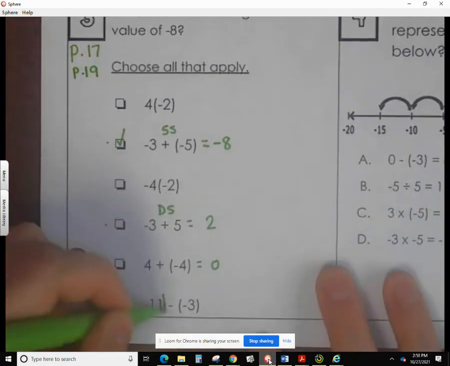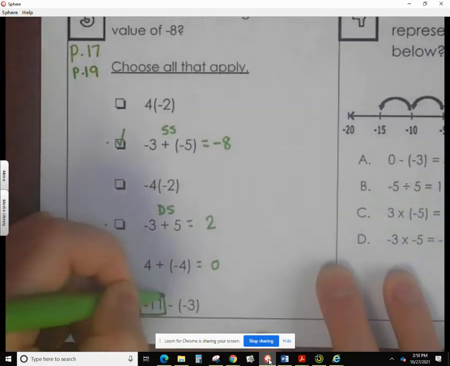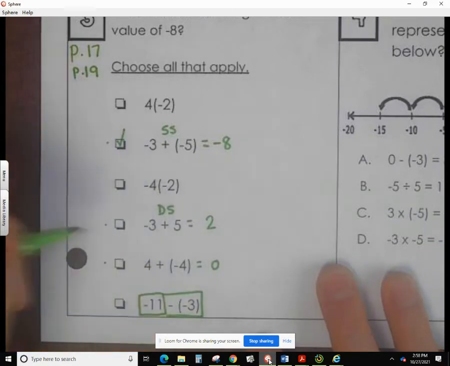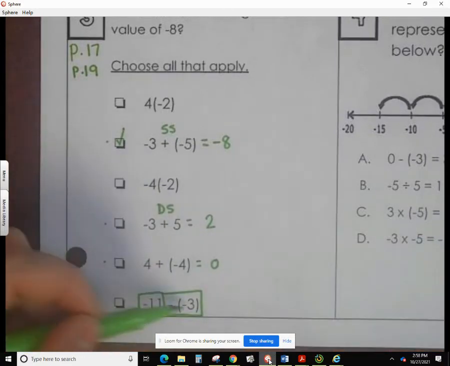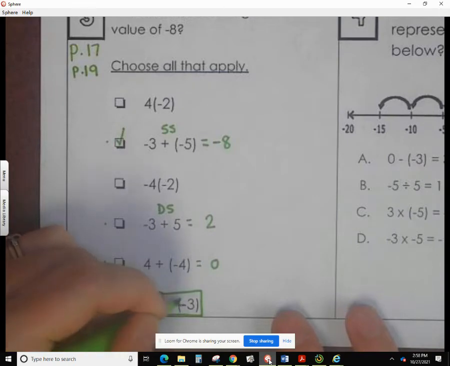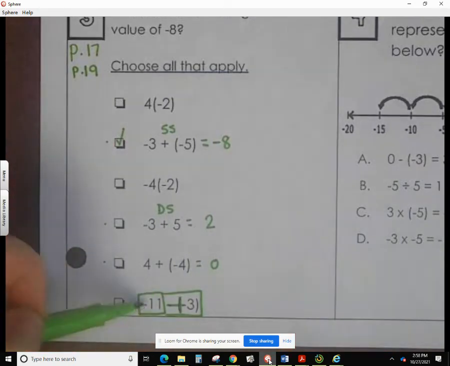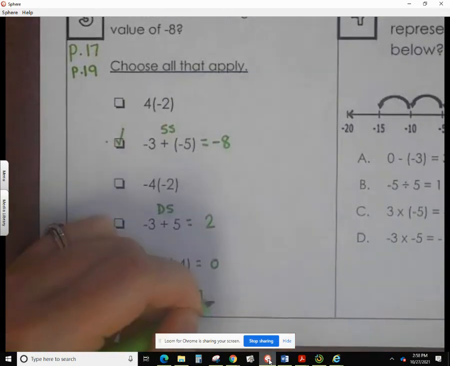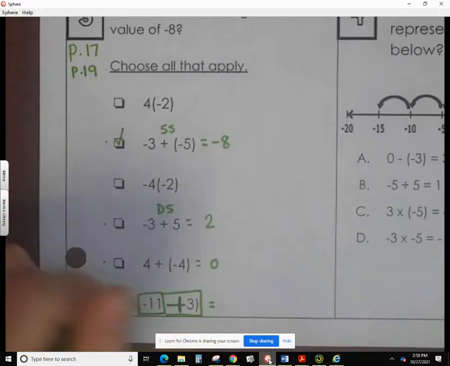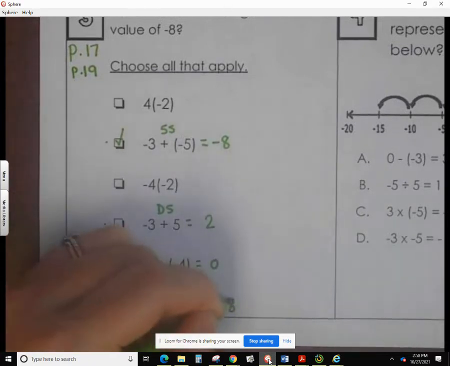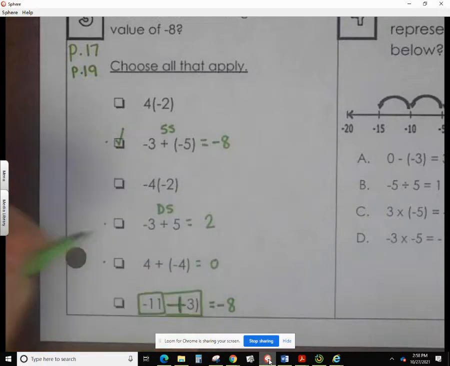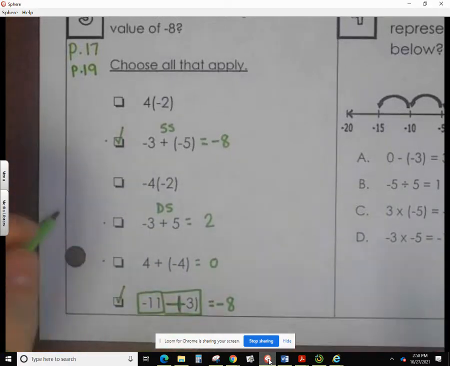And on the page about subtracting integers, it first tells you to box them. It also tells you if you see a negative like that, it turns into a big plus sign. So now we have different signs. Different signs, we find the difference, so we subtract. 11 minus 3 is 8. We have more negatives, so it is -8. So I'm going to choose that one because it also equals -8.